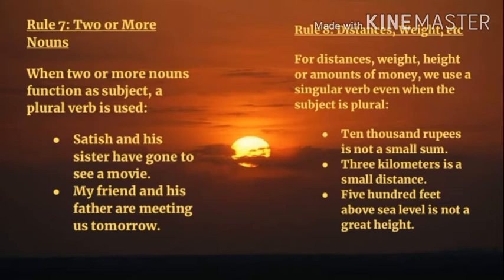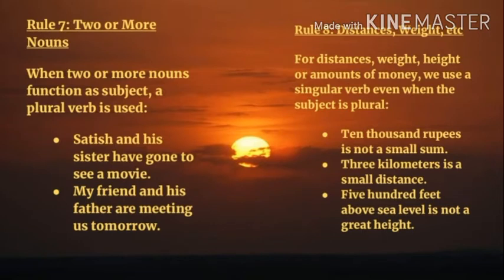When two or more nouns function as the subject of a sentence, you need to use plural verb in the sentence. For example, Satish and his sister have gone to see a movie. Here, plural subject, Satish and sister, two people. That means plural subject. So, the plural verb have is used in the sentence.